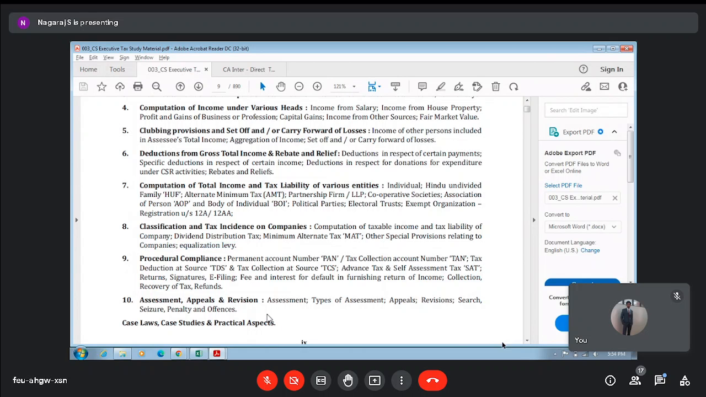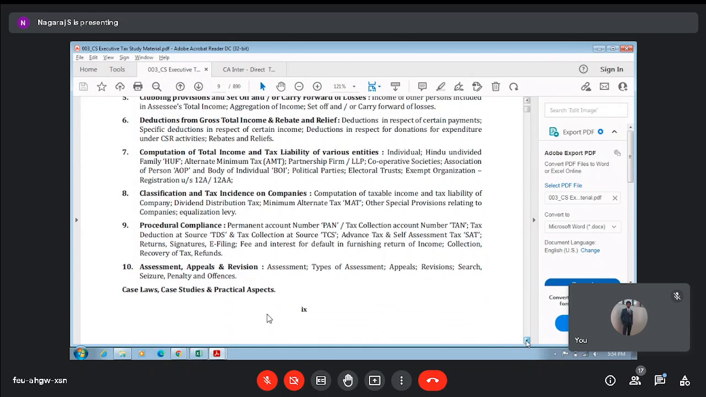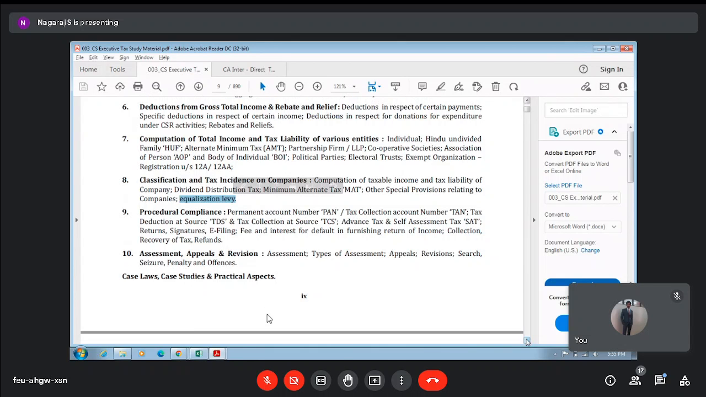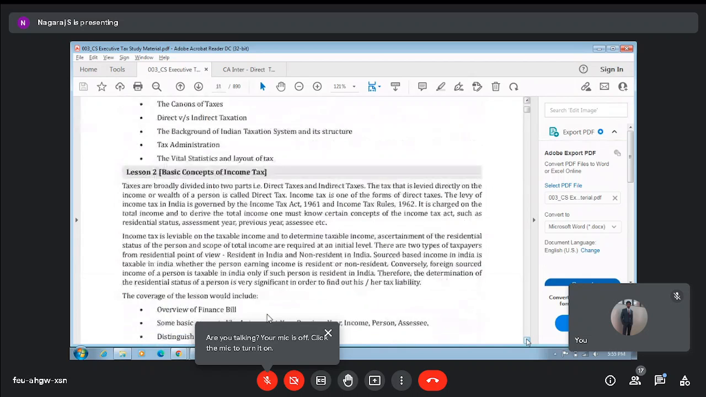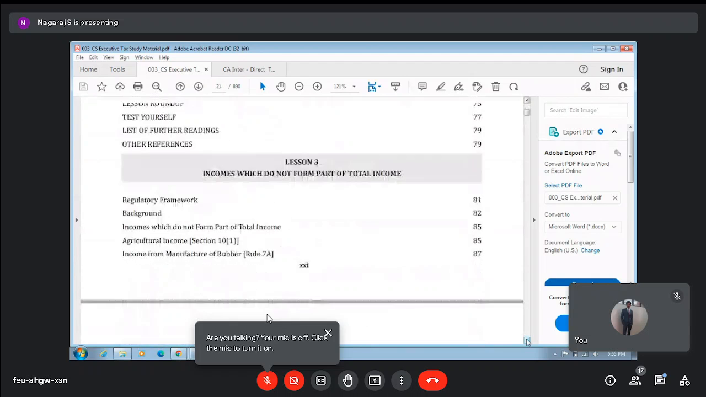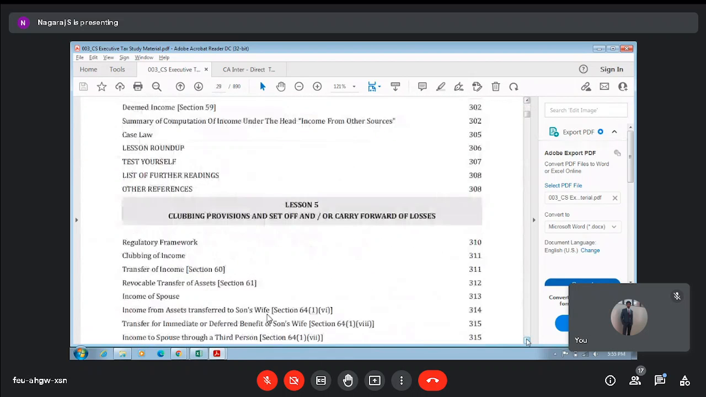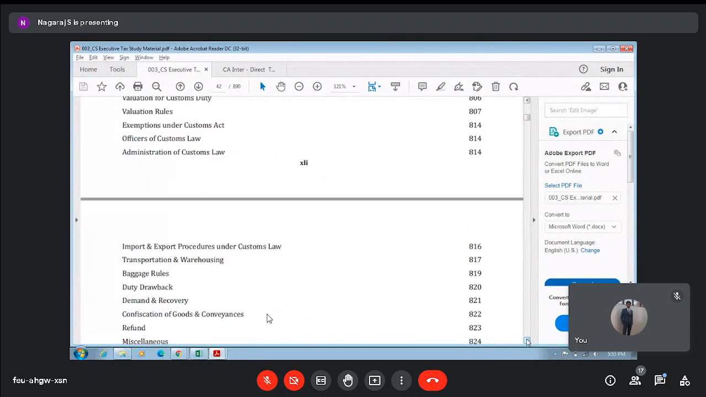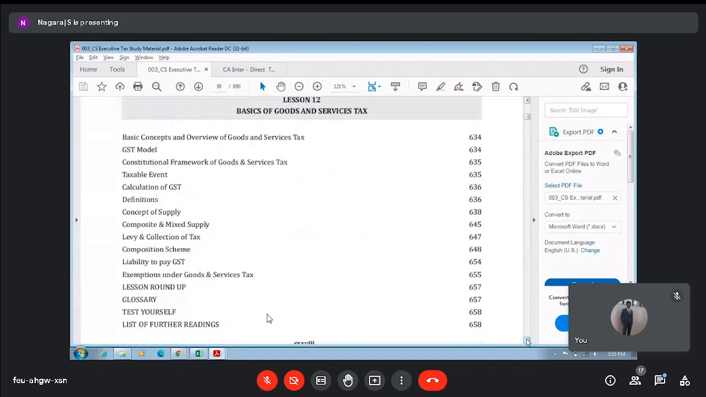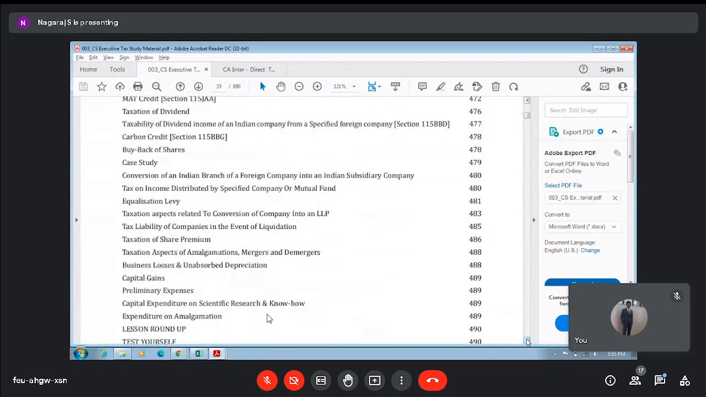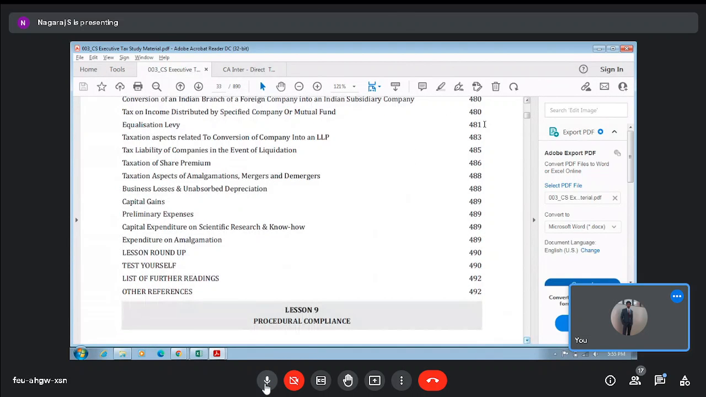Please tell me the page number. We will see the provisions once so that you can understand. Equalization levy, chapter 8. Page 481, sir. 481.